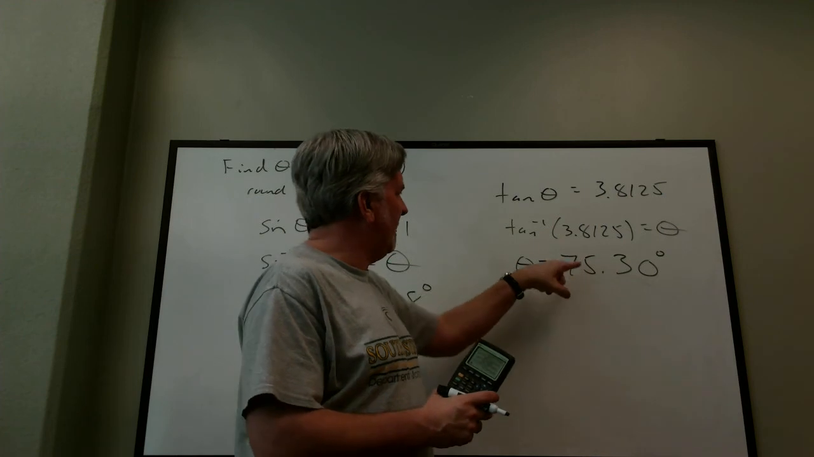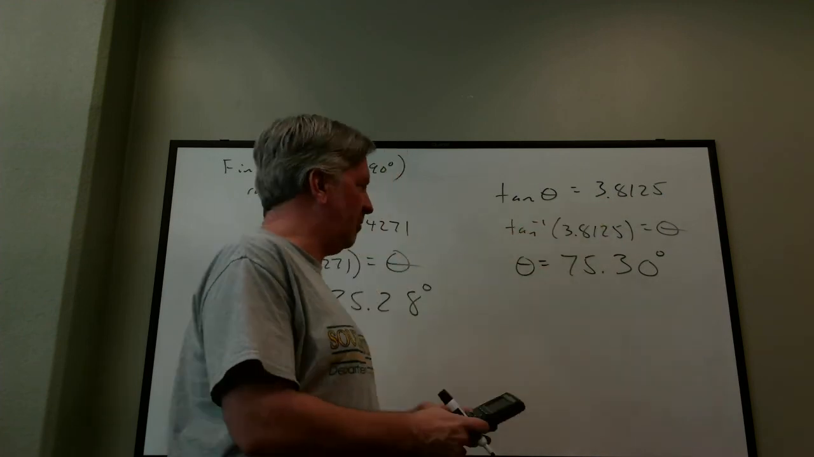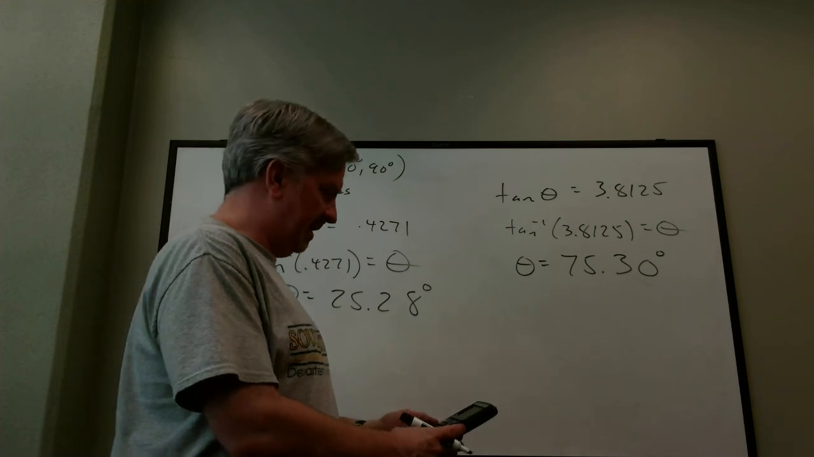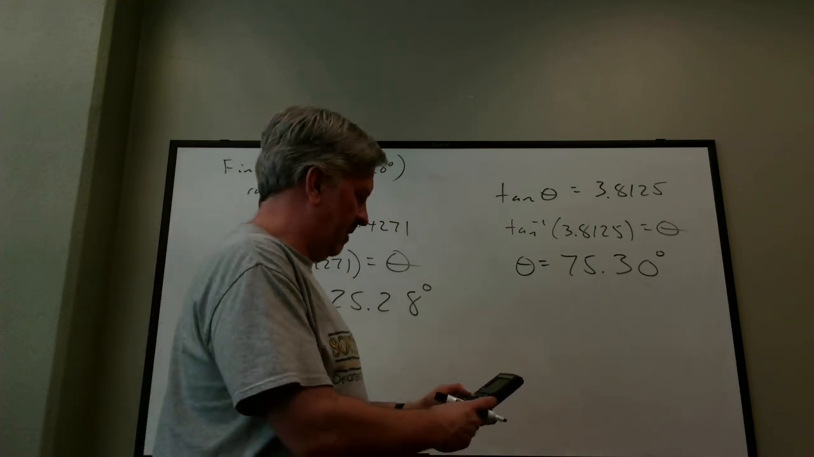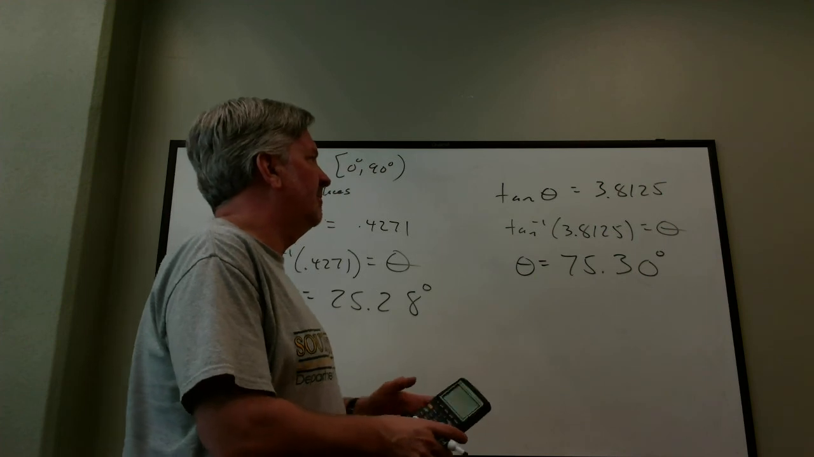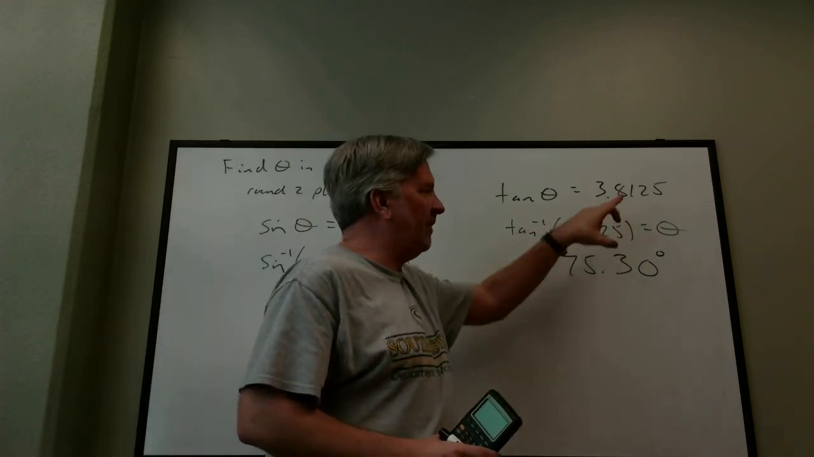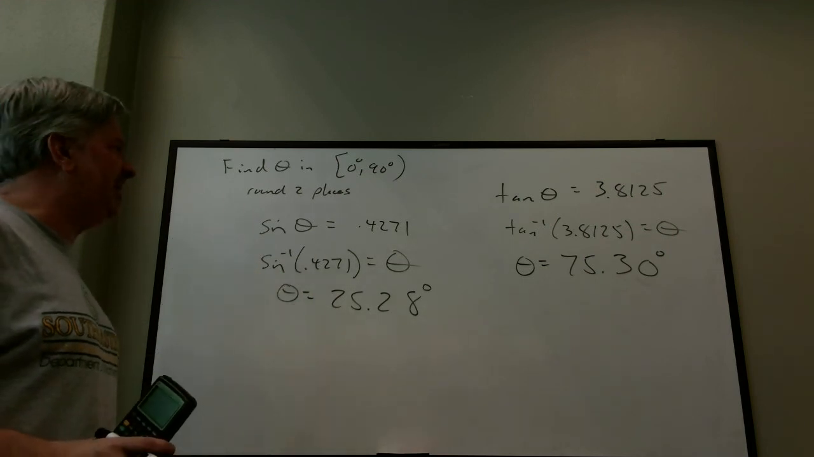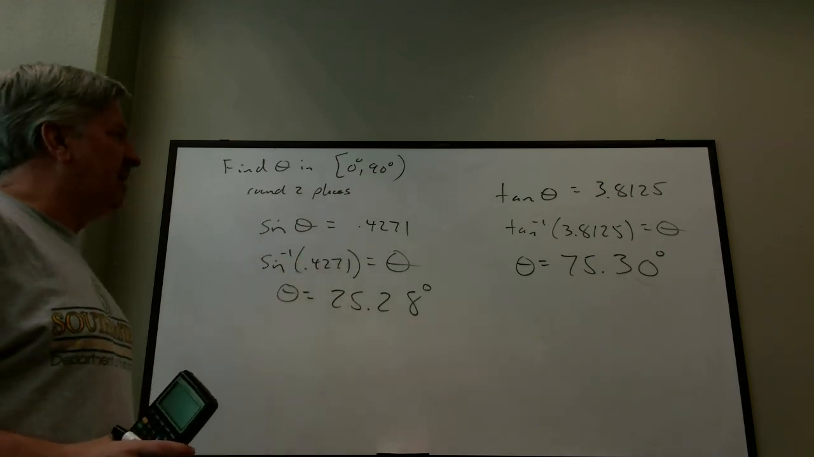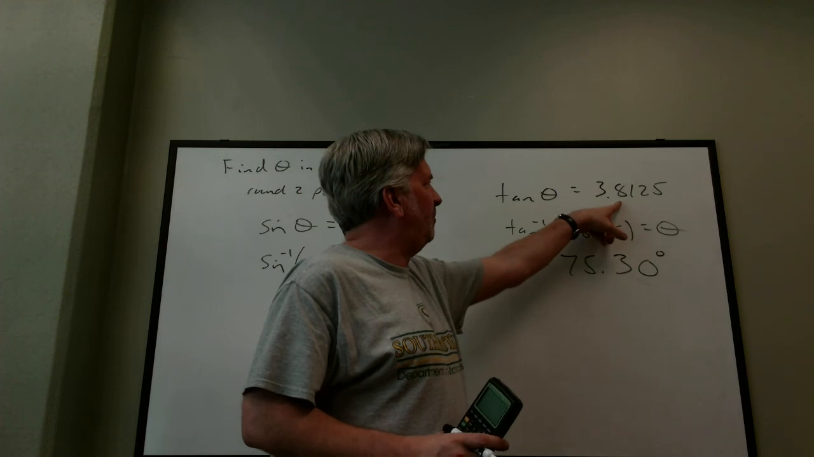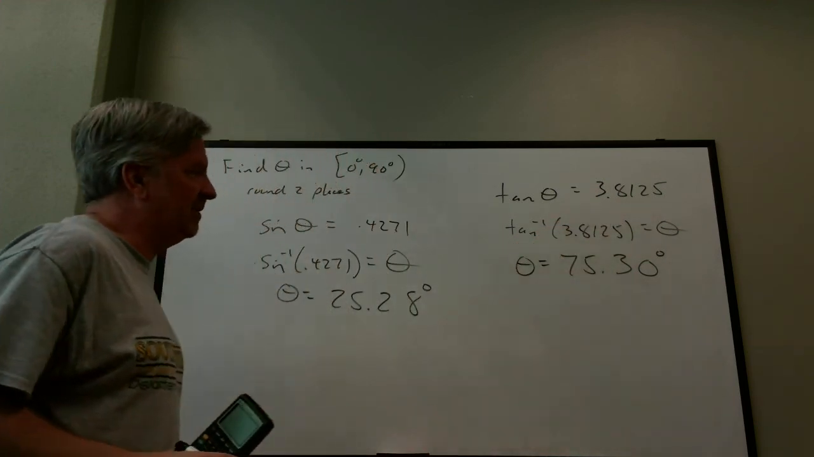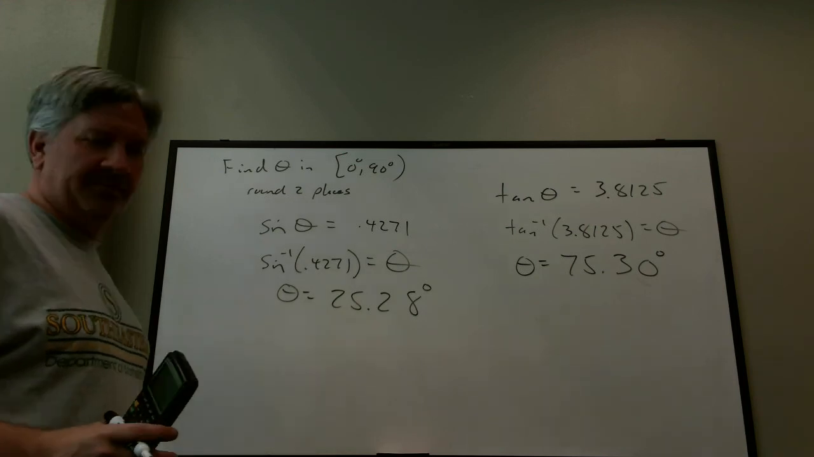What about here? Tan of that angle should be 3.8125. Tan of 75.3 degrees is 3.8117. So it's close. I mean, I rounded this answer, so that's why I'm not getting a perfect answer back. So check your answer in a completely different way. So they're close. Now, if I typed tan of this and I got 3.7, that's not that close, relatively speaking. So I'd probably double check my work then.